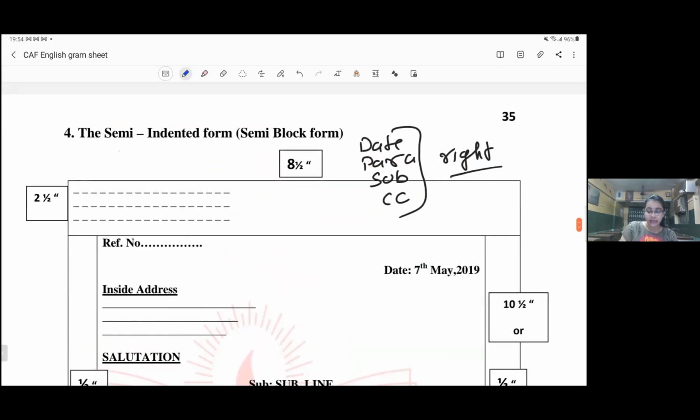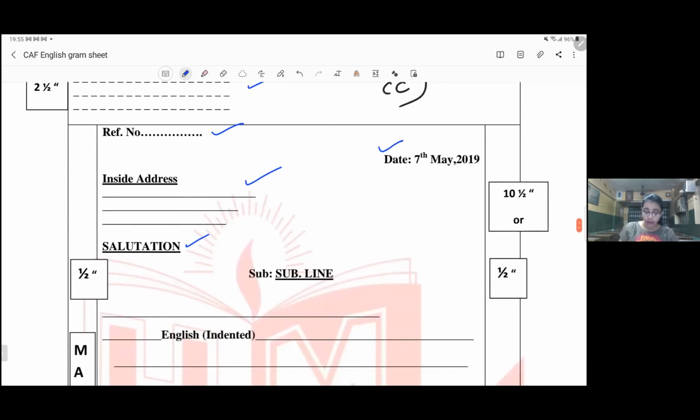Now, this is the semi-indented form or semi-block form, you can say. Now, in letters, whenever they ask you, and if they write in brackets to write a formal letter in a semi-block format, then you are going to follow this format. Clear? Sender's address, reference number, receiver's address, date will come on the right hand side corner. Salutation, subject will come in between.